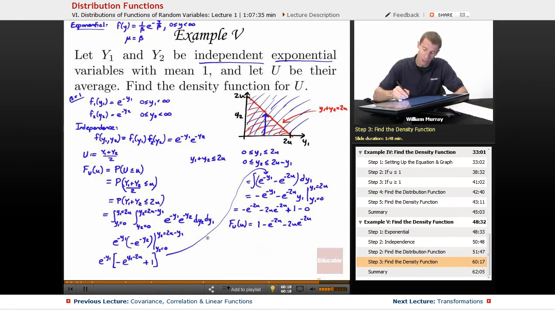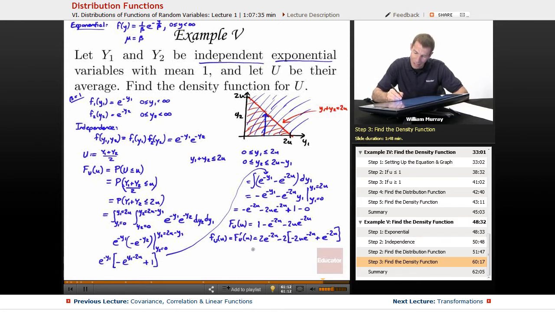The goal here was to find the density function, but fortunately I've done the hard work. The density function you just get by finding the derivative of the distribution function. So F prime of u, and the derivative of 1 is 0. The derivative of e to the negative 2u is negative 2 e to the negative 2u, but I've got one negative, so it's positive 2 e to the negative 2u. Now I've got to use the product rule. So minus 2 times u times the derivative of e to the negative 2u, so minus 2u e to the negative 2u, plus e to the negative 2u times the derivative of u, so plus e to the negative 2u. And surely some of this simplifies.